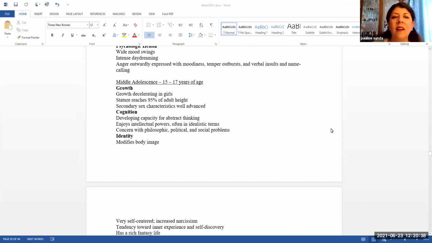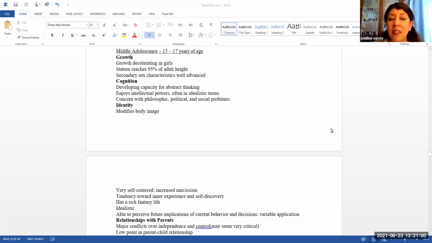Middle adolescence, this is roughly 15 to 17. Growth is sort of decelerating in girls. Typically the stature at this point is about 95% of the adult height, and the secondary sex characteristics are very well advanced in their development. Cognition, they're developing that capacity for abstract thinking even more so.